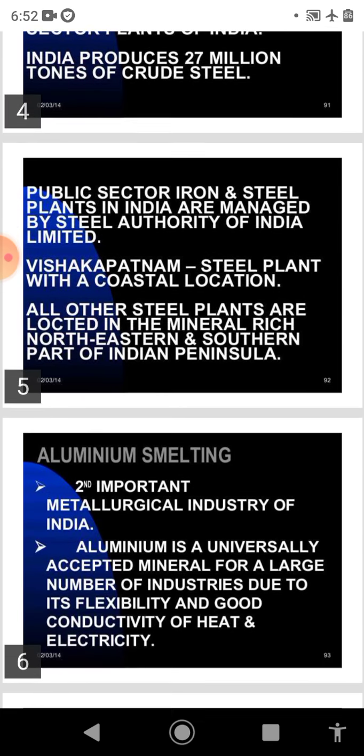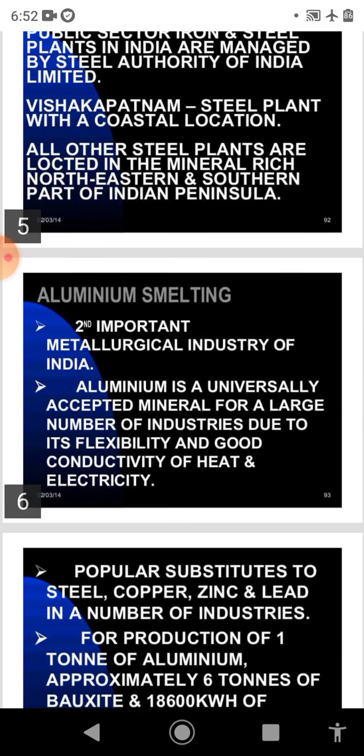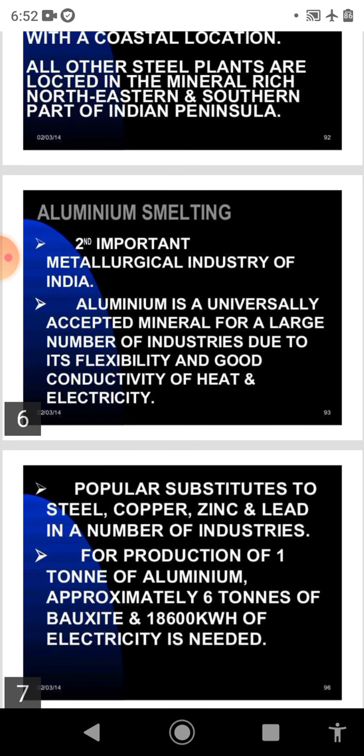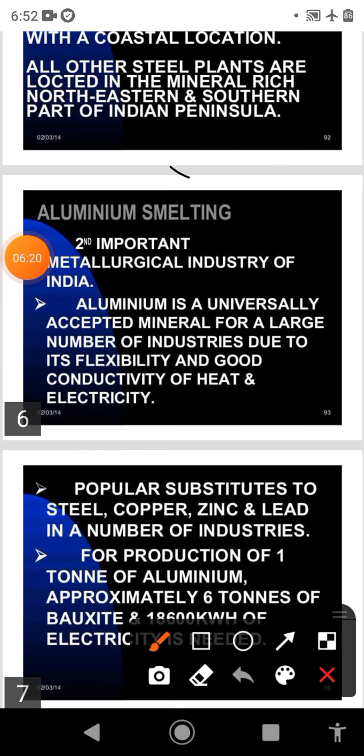After that, we will discuss the second important mineral based industry, that is aluminium smelting. This is the second most important metallurgical industry in India. Let us discuss the uses of aluminium. It is a very light yet strong metal with many uses.